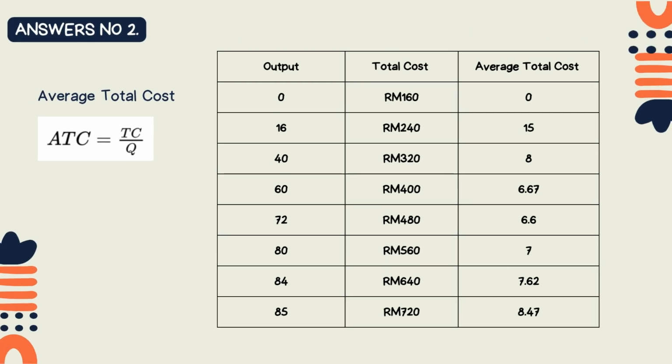For average total cost or ATC, the equation is total cost divided by the quantity. For 16 output, the average total cost is 15. For 40 output, it is 8. For 60 output, 6.67. For 72 output, 6.6. For 80 output, 7. For 84 output, 7.62. For 85 output, 8.74.